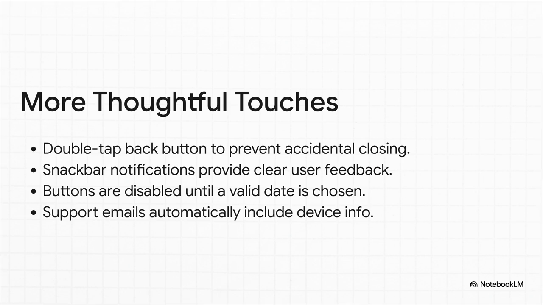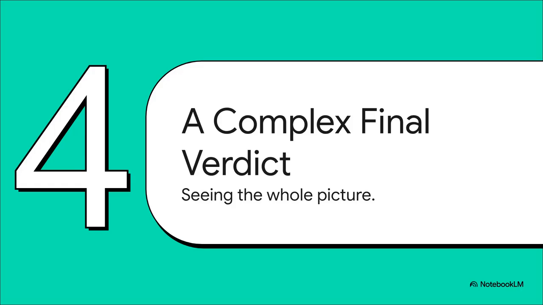And the smart little details just keep coming. Some of them are there to prevent you from making mistakes, like needing to tap the back button twice to exit so you don't close the app by accident. Or how the calculate button is grayed out until you actually pick a valid date. Others are just there to make your life easier, like how a support email automatically includes your phone's info. These aren't the main features, but they are exactly what separates a clunky, frustrating app from one that just feels good to use.